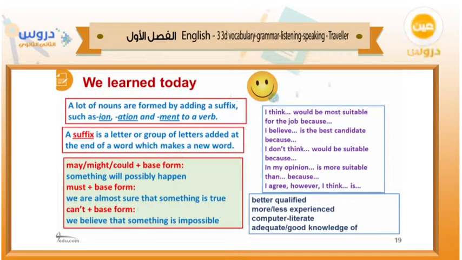Also, we use some expressions in speaking about if you have a travel agency and you have two applicants and which one you choose. So we said: I think Salman would be more suitable than Saad, or Saad will be better because maybe he's better qualified, more or less experienced, computer literate, or he got certified computer skills. He's educated, he got some good knowledge, he's a university graduate, and so on.